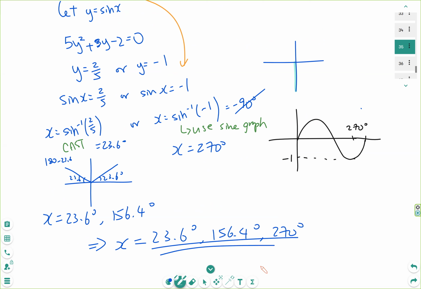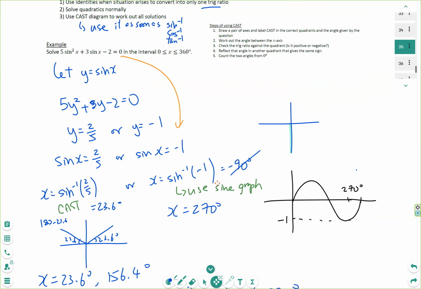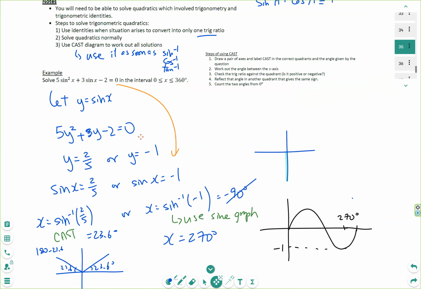Okay. But let's say you forgot to include one of the answers in the final answer, but you actually wrote it in some way in your working out. Don't worry, you will still get marks for it. So just writing this down really helps the examiner to read your final answer. All right. So that's it. Quadratics in a trigonometry equation.